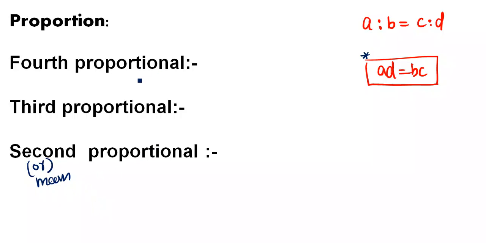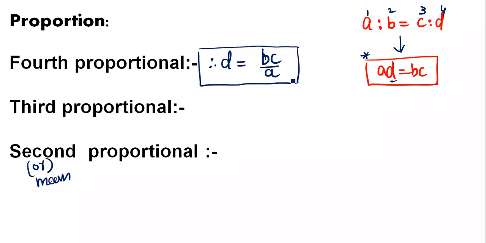Come to the first one. Find out the fourth proportion. So 1, 2, 3, 4, and we have to find out the D value. Fourth proportion means find out the D value. What is the proportion formula? AD is equal to BC. And if we keep D here, what happens? So BC by A. So D is equal to BC by A. Fourth proportion formula, D is equal to BC by A.